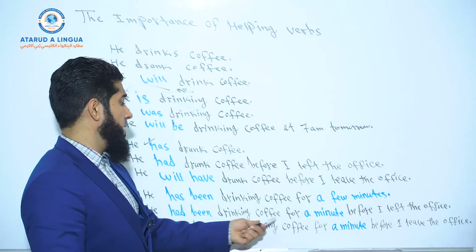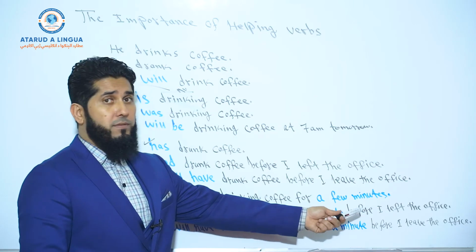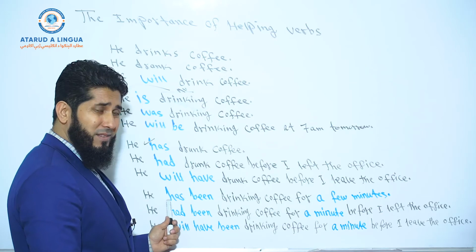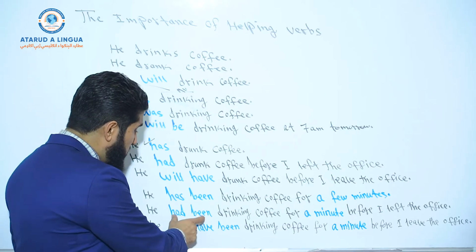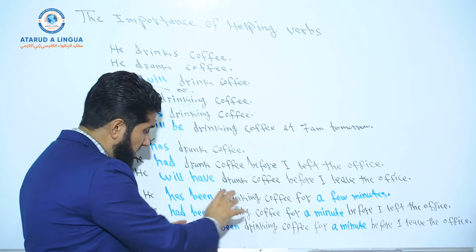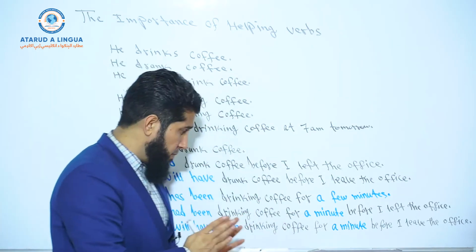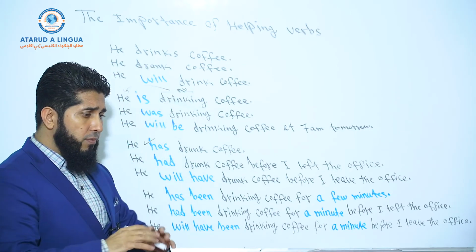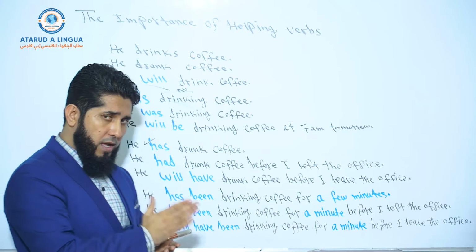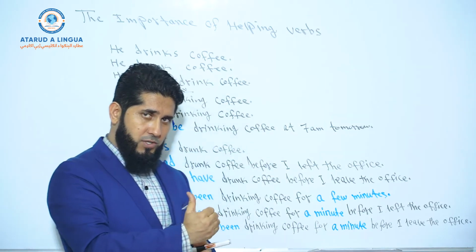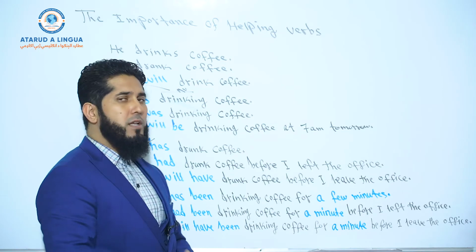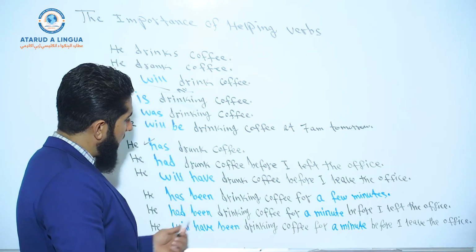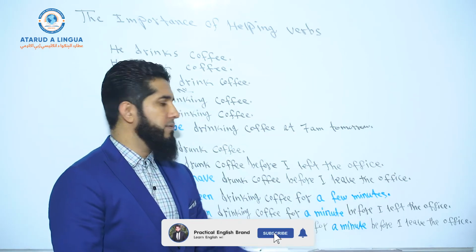Okay, he had been drinking coffee for a minute before I left the office. So now again we have two auxiliary verbs, but instead of has, we have had. And now these to be verbs, again, help the main verb to express the purpose that the action of drinking coffee was in progress for a minute before another action took place or before another action happened. So it emphasizes the duration of an action before another action in the past. So he had been drinking coffee for a minute before I left the office.